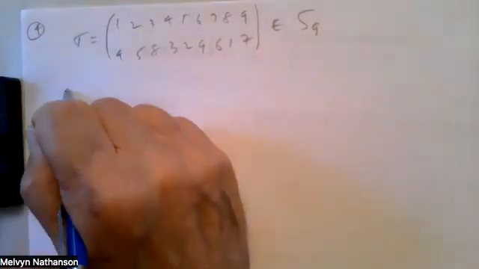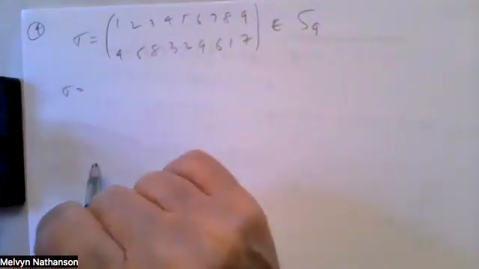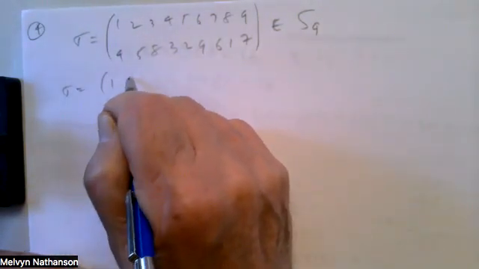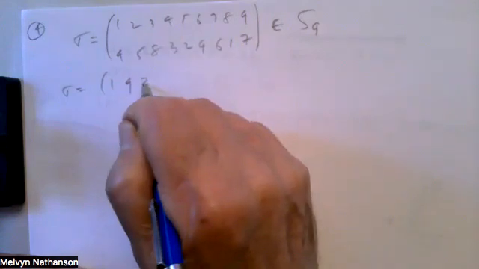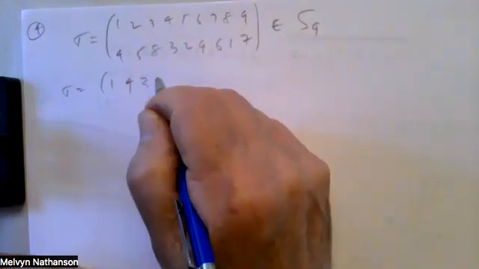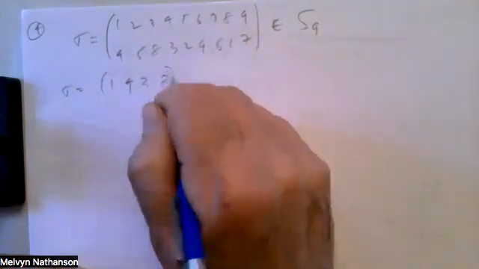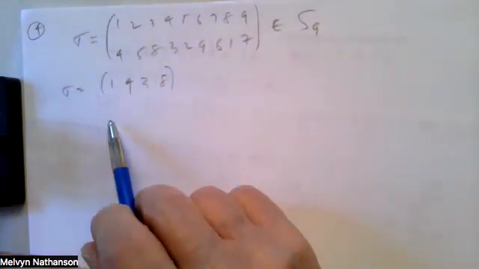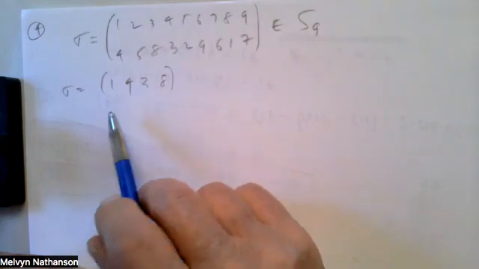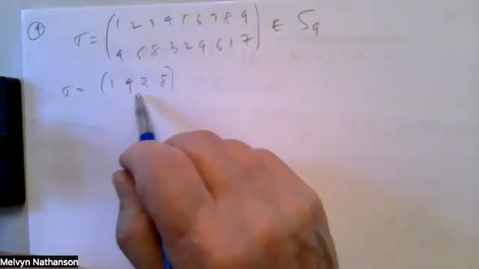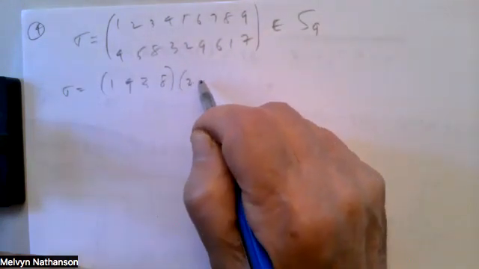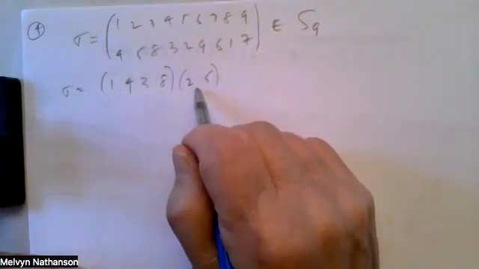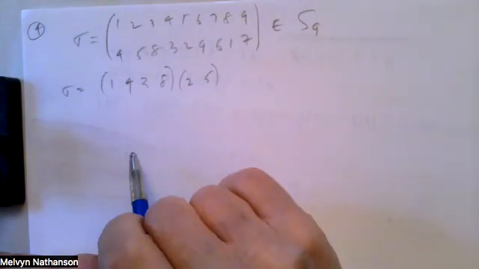So if we look at sigma and follow the trajectory of 1, 1 gets sent to 4. 4 gets sent to 3. 3 gets sent to 8. 8 gets sent back to 1. So there's a 4 cycle in here. 1 to 4 to 3 to 8 back to 1. See, 2 is not here, so let's look at 2. 2 goes to 5, goes back to 2. So this is a 2 cycle, or a transposition.